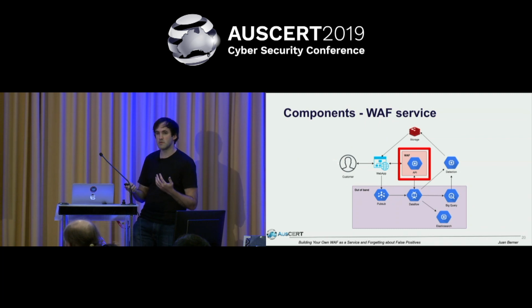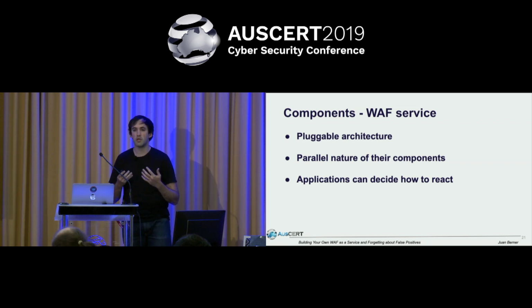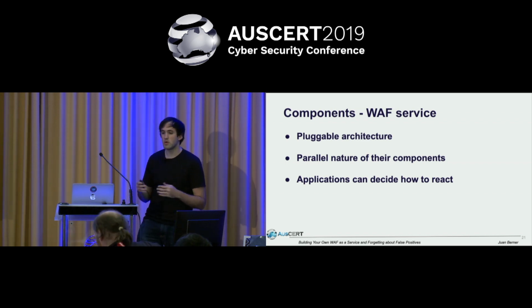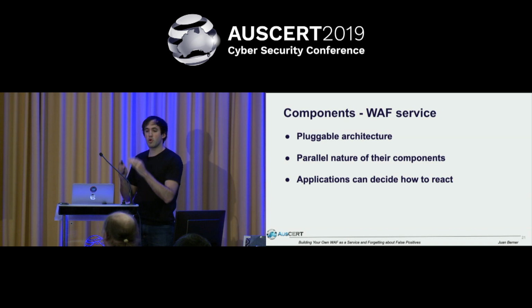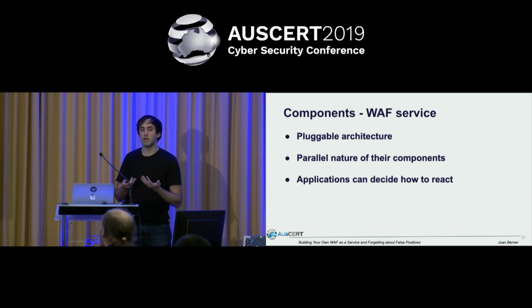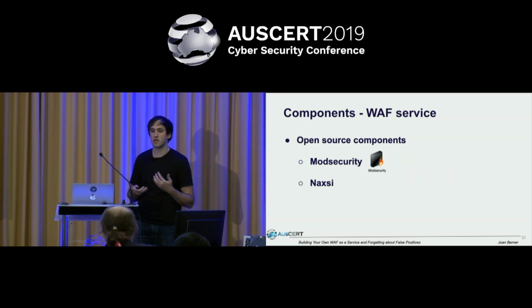Now the WAF service. This will be the service or the API that's going to receive a request with information of what happened or what the web application is getting. It's going to have a pluggable architecture, which means that you can have multiple components which can work in parallel, and it will return to the application. It's not going to block, it's just going to return a recommendation. For example, you should block an attack.